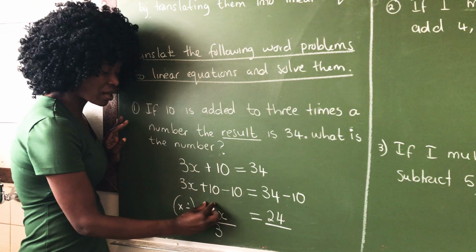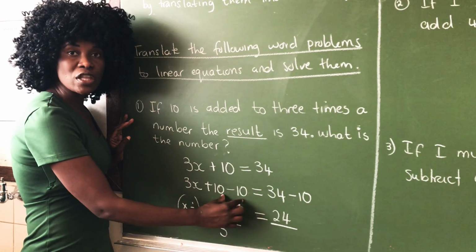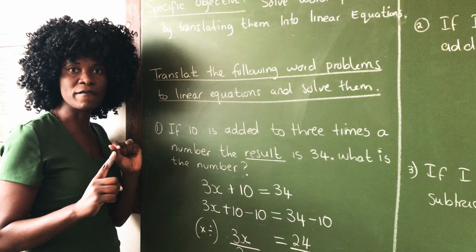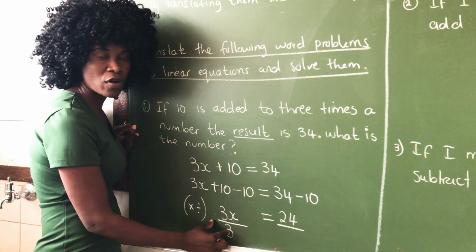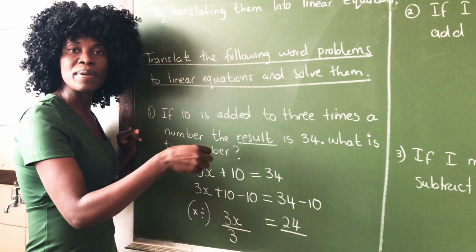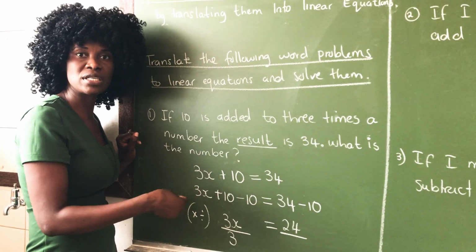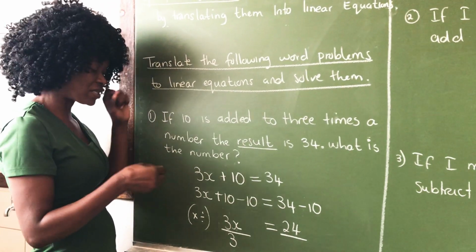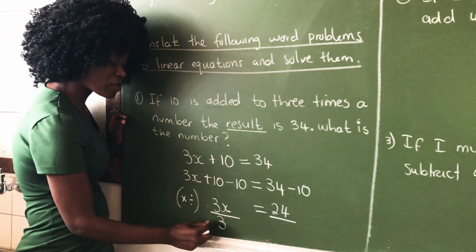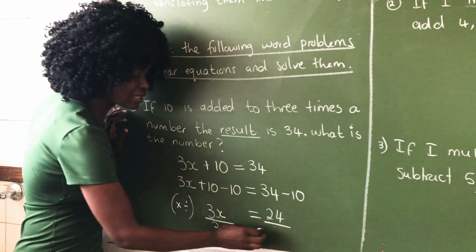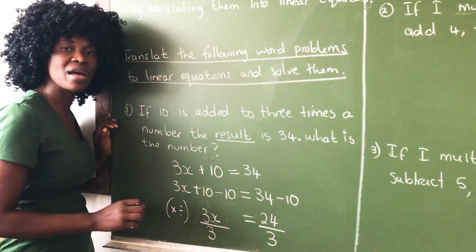Because I need to get rid of this coefficient of 3 so that I'll be left with only variable x, because x is what we are solving. I cannot divide by 24, because if I divide by 24, the x will still be multiplied by a coefficient. We won't be able to get rid of the coefficient first. So in order for me to get rid of the coefficient, I need to divide this term by 3. So if I divide by 3 this side, I will divide by 3 as well on the right hand side.